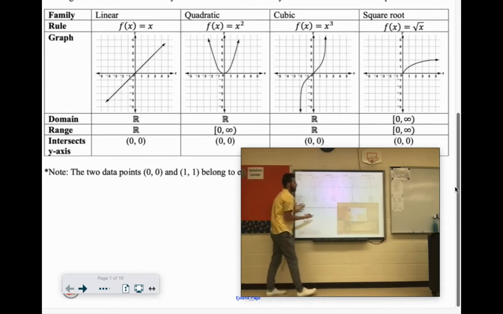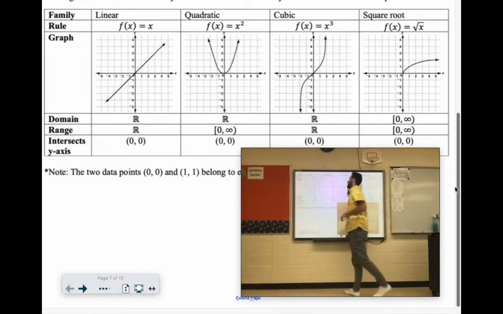Range, your y values, again, there's no limit up and down. This thing goes on forever, so it could be anything. So linear, the domain and range are all real numbers. Another way you can write that is interval notation, we'll get to that later, so don't worry about that.